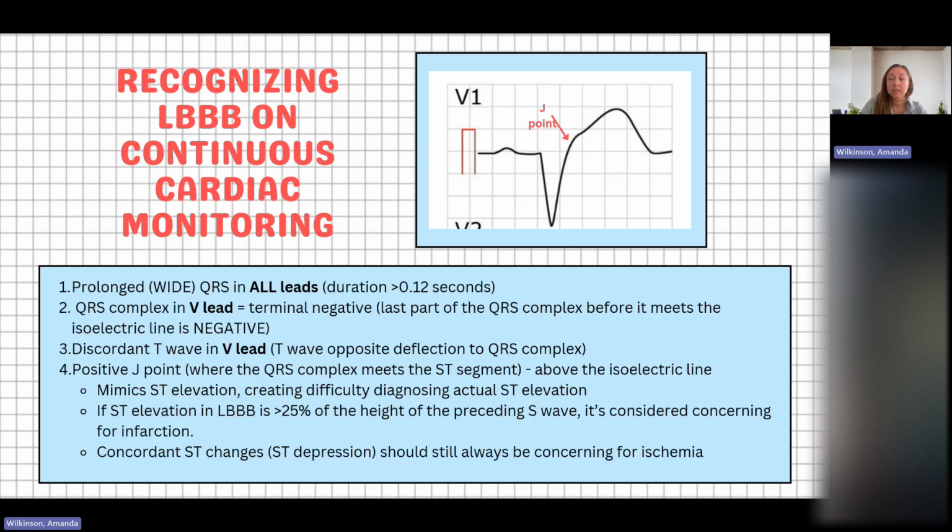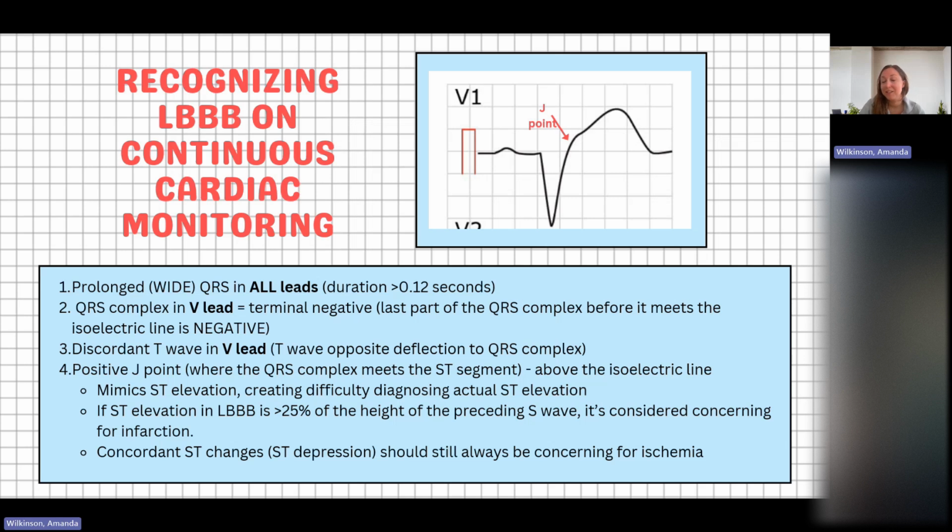So here's what to watch for when you suspect a left bundle branch block on the bedside monitor. First, the QRS is wide. That's your most consistent clue. It'll be prolonged in all leads, usually more than 0.12 seconds. In the V lead, the QRS will often end in a terminal negative deflection, meaning the last part of the complex dips below the isoelectric line. You'll see a discordant T wave, and that means the T wave goes in the opposite direction of the QRS. And the J point, where the QRS meets the ST segment, is usually elevated.